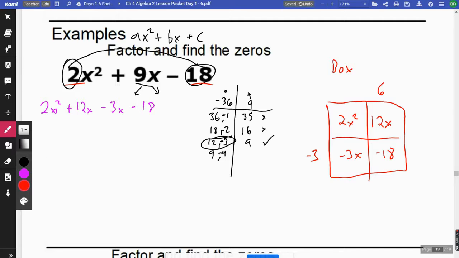So maybe this row here, 2x squared and 12x. There's a 2 in common, and an x, 1x. That's how much they have in common. And between these two, they don't have any common factors for numbers. They're both only divisible by 1. And they do have at least one x in common, so this is x. And that's what we end up with. We end up with x plus 6 and 2x minus 3.